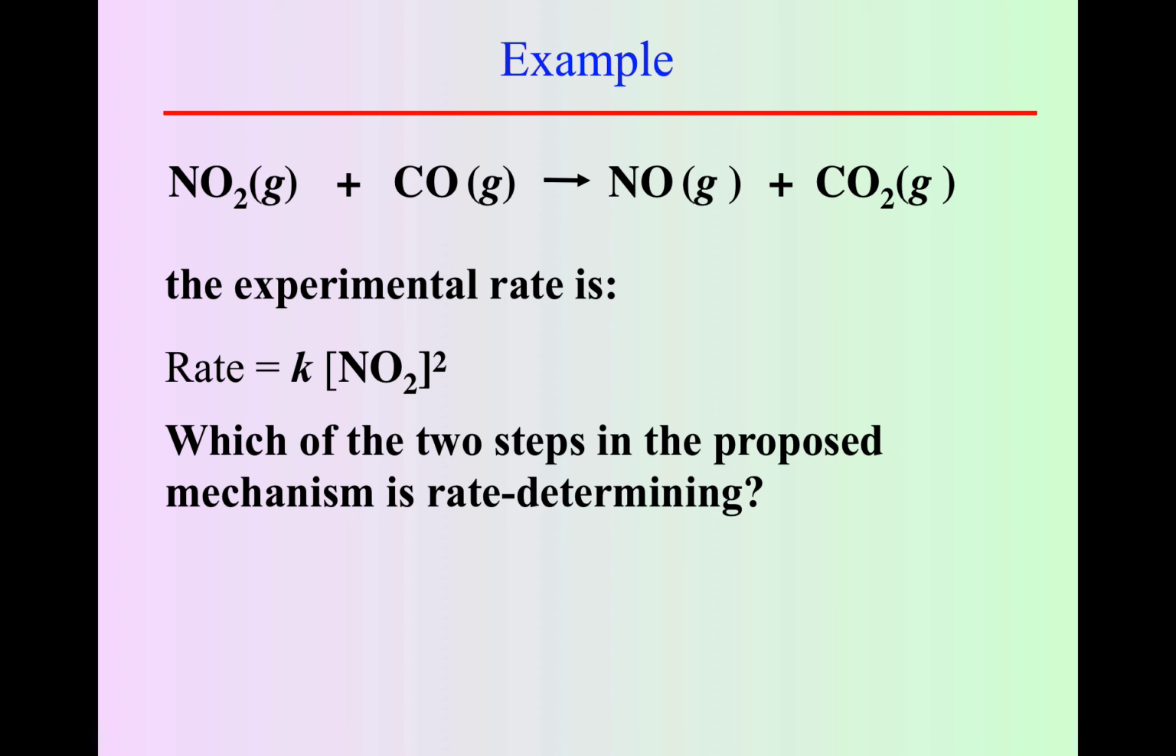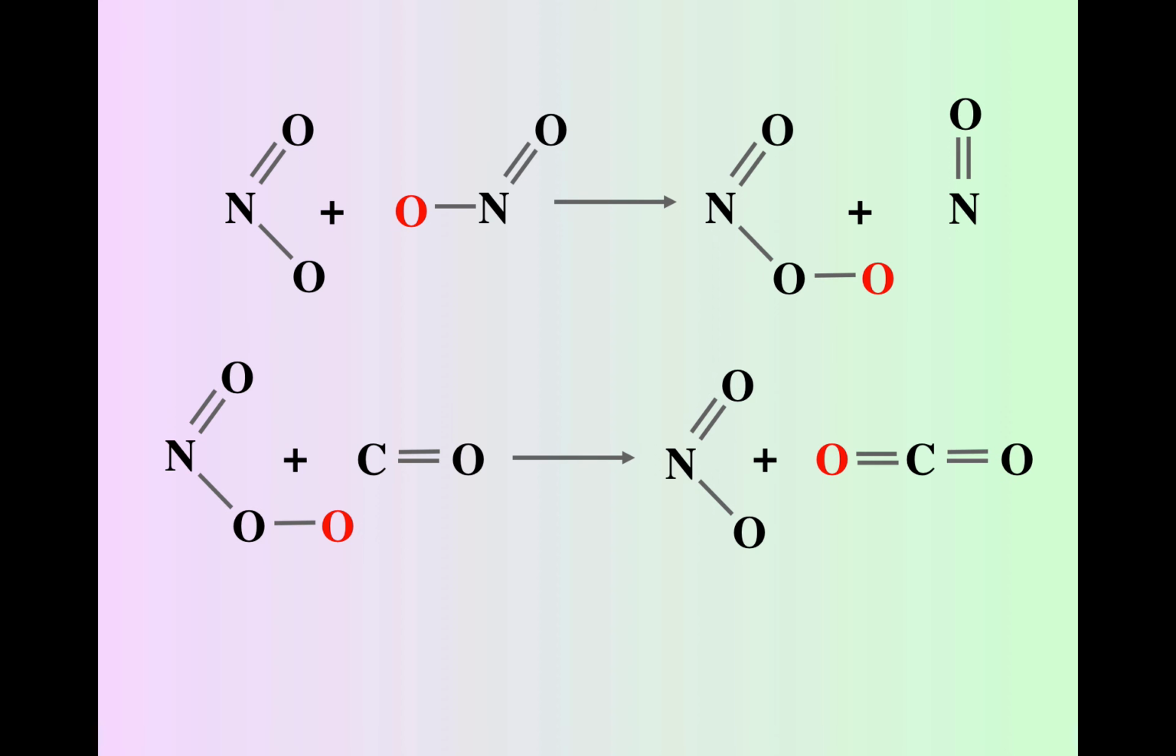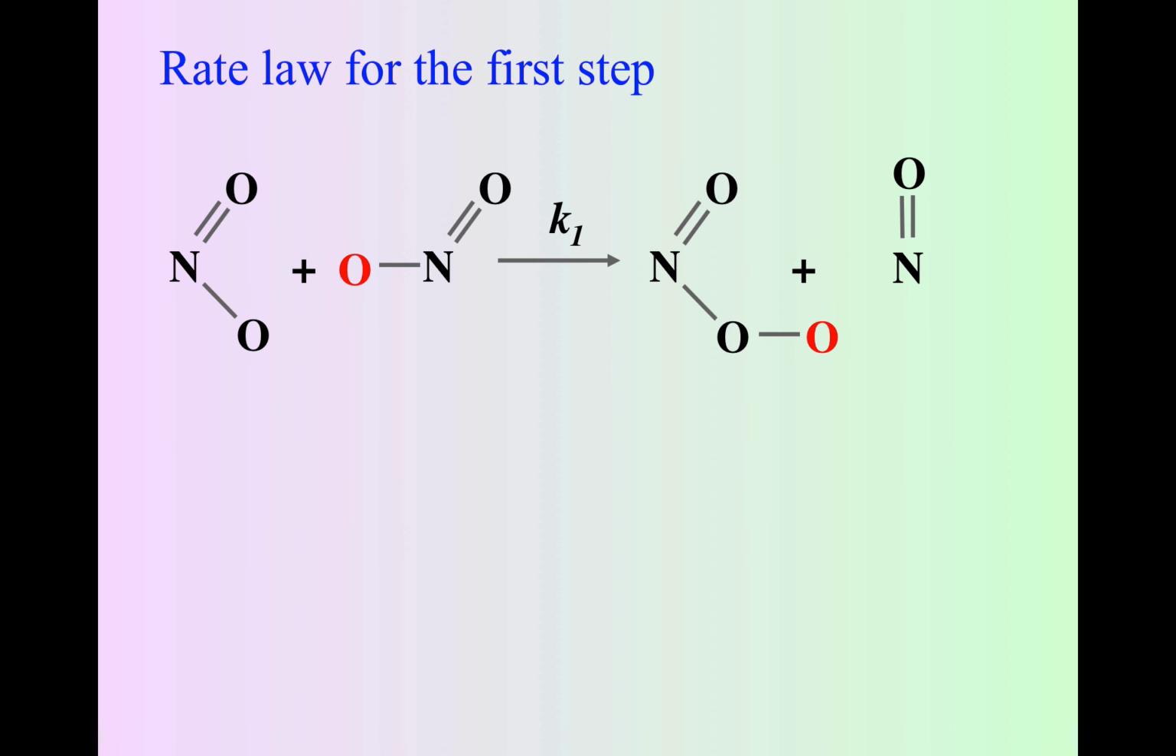So which of the two steps in the proposed mechanism is the rate determining step? All right, so we have to have a mechanism, and we have to have in the rate determining step a step where nitrogen dioxide is being slammed by nitrogen dioxide. If I look at step one, if I increase the concentration of nitrogen dioxide, meaning doubling both of those, I'd quadruple the opportunity for collision. So the first step is the slow step.